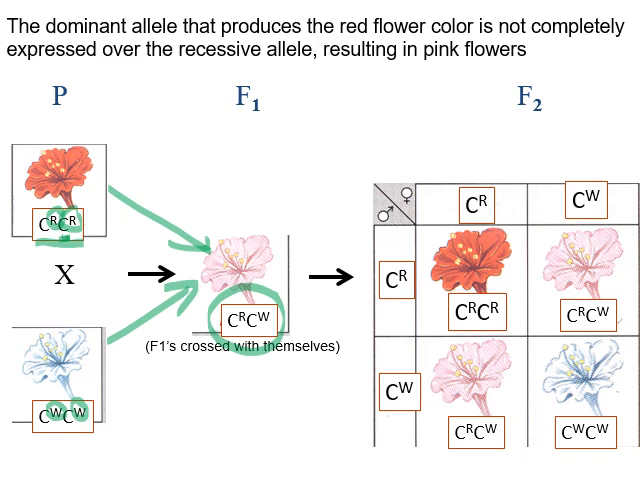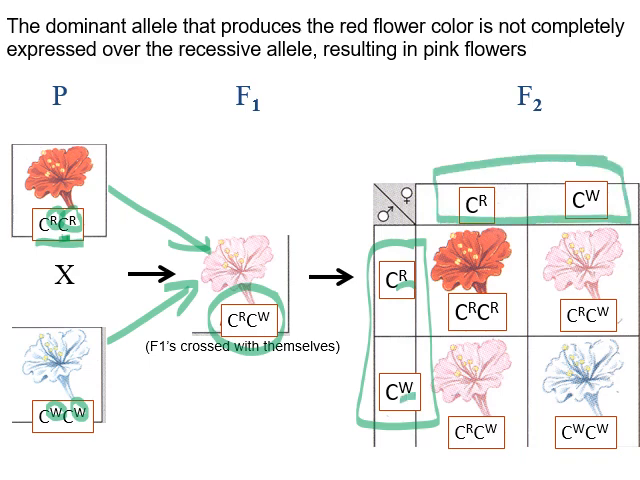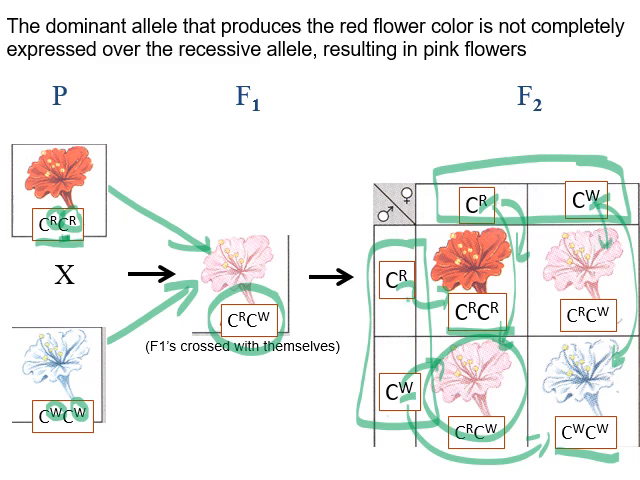If you were then to breed 2 pink flowers, one flower would have 1 red allele and 1 white allele, the other flower would have 1 red allele and 1 white allele, and so when they combined, you'd get 25% of the offspring as red. The white alleles would combine and you'd get 25% of the offspring as white, and then you'd have the red and the white combining, and you'd have that happening twice, and so 50% of the offspring would be pink.